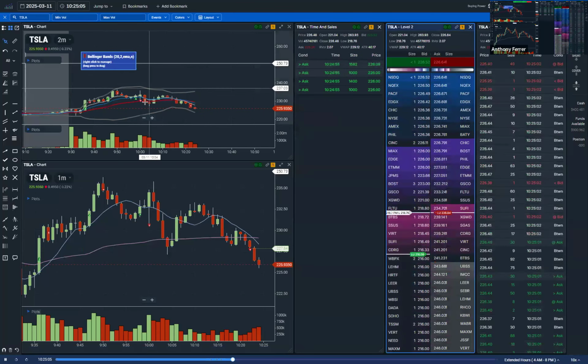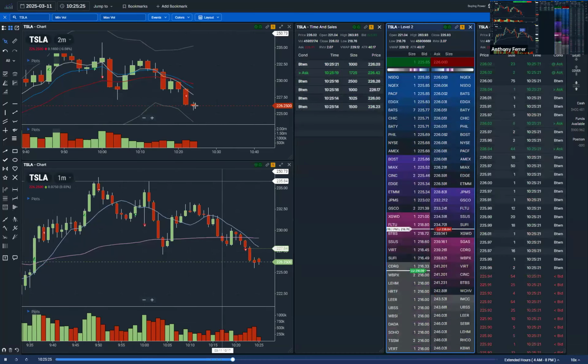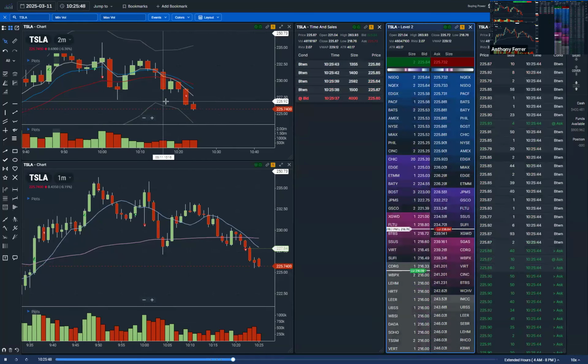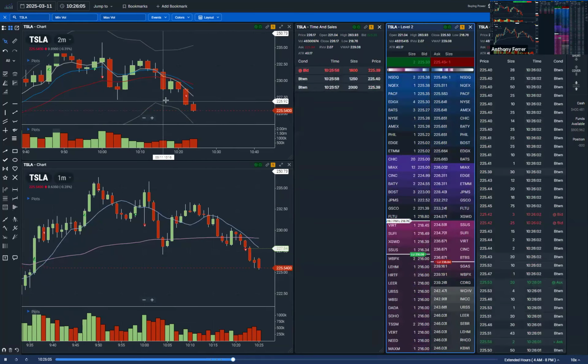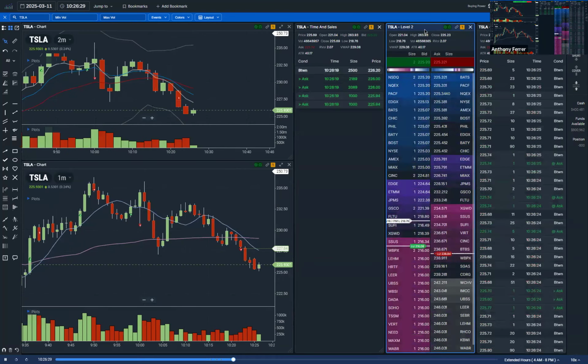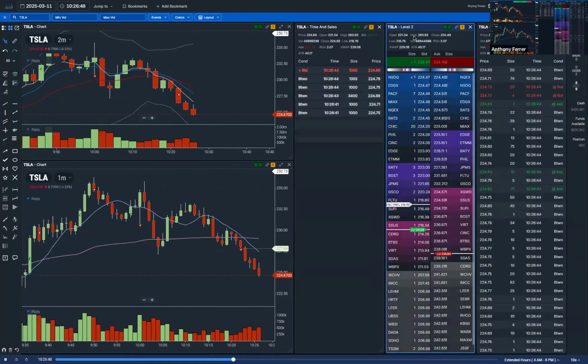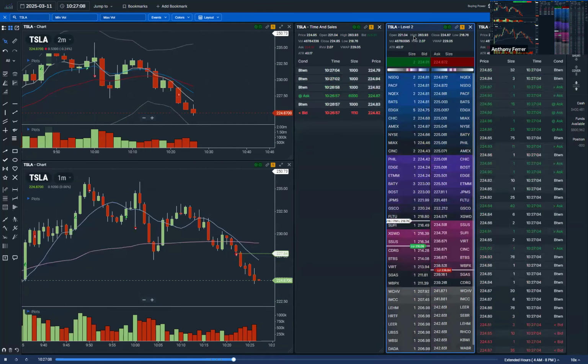So we've got a 2-minute chart. We just made a lower low through that, and then I'm just trailing on that 2-minute. And this is the last one I had from the day on this.